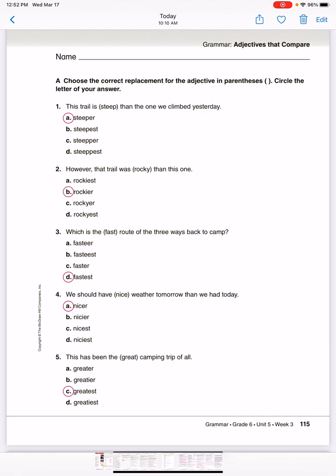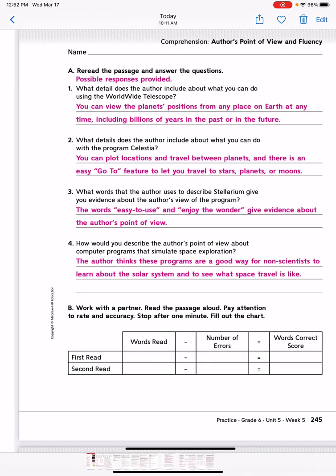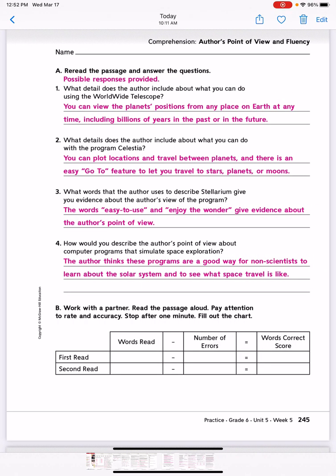Okay? And then lastly, let's get into our practice book. So we started by reading about the worldwide telescope here. What does the author include about what you can do using the telescope? Well, they're saying that you can view the planet's positions by any place on Earth at any time, including billions of years in the past or the future. What details does the author include about what you can do with the program Celestia? In this case, Celestia helps you plot locations and travel between the planets. And there's a go-to feature that lets you travel to different places.